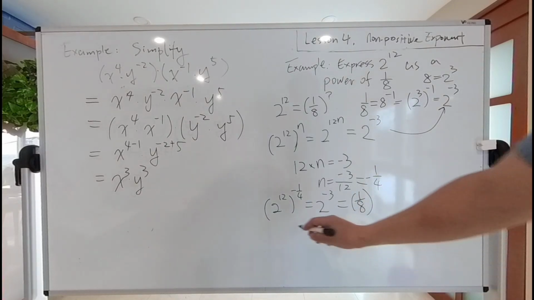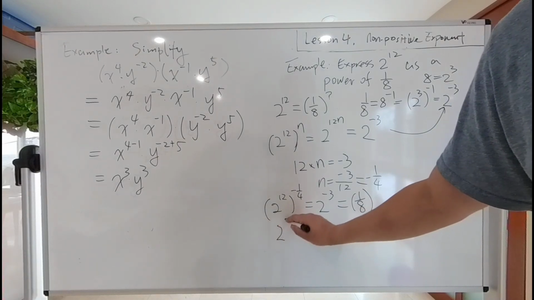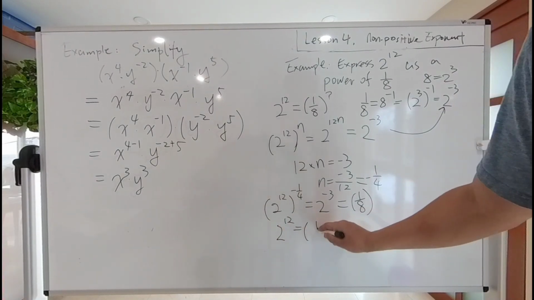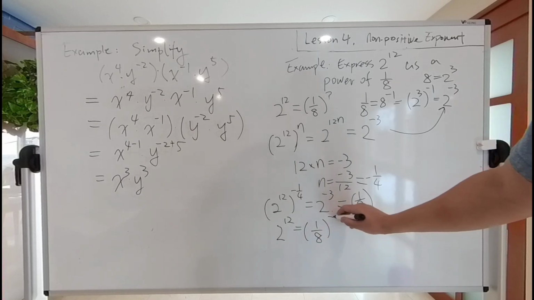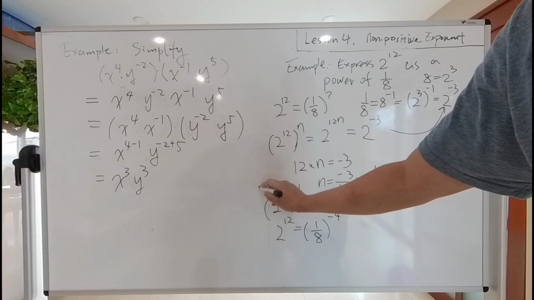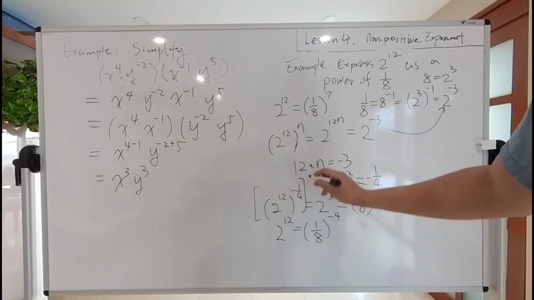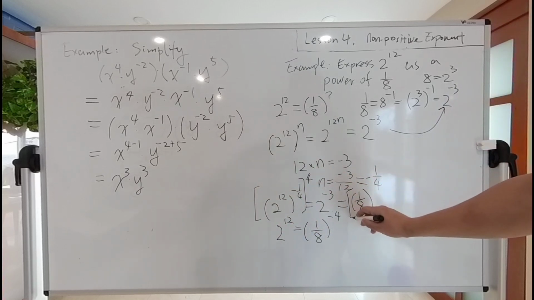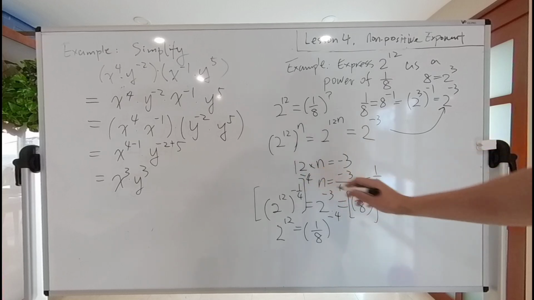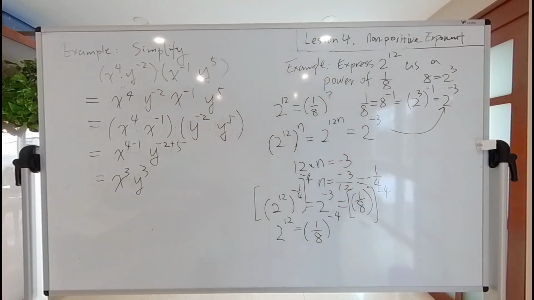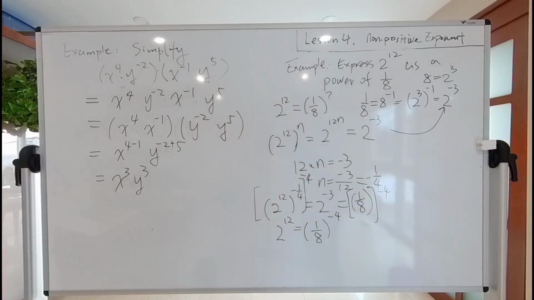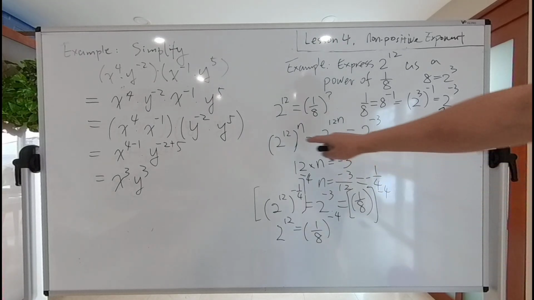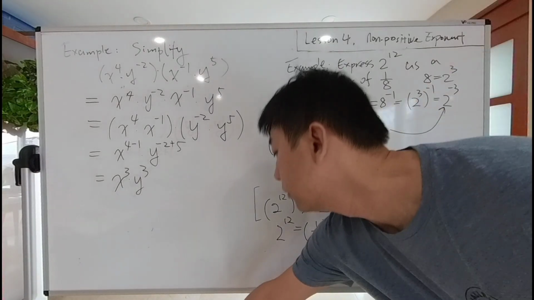So oppositely, 2 to the 12 is 1 over 8 taking the power of minus 4. If you take the minus 4 power on both sides, it cancels out this minus 1 over 4. Right? Or I can write it another way that might be easier for you.